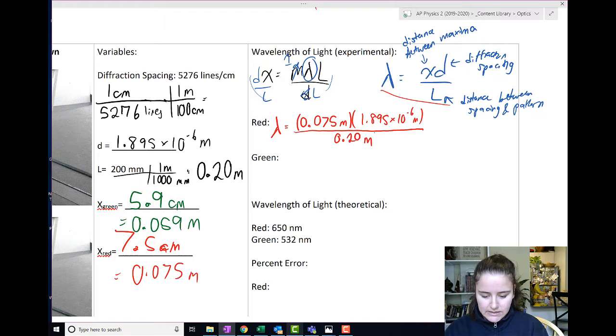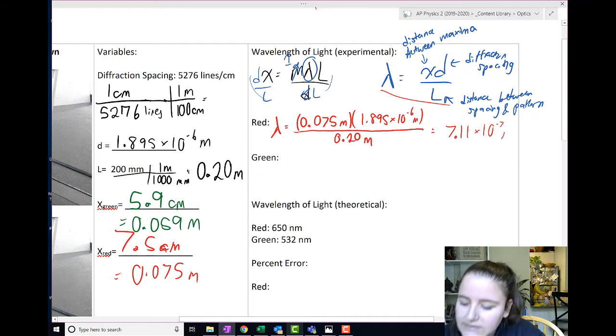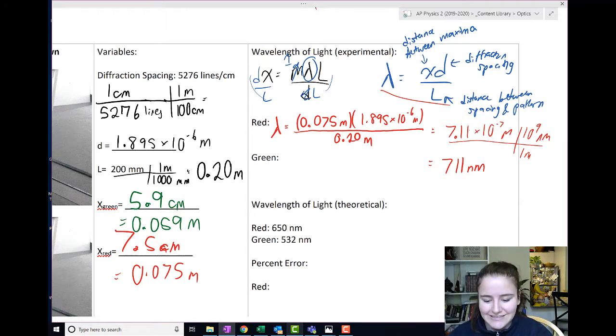Times 10 to the negative 6 divided by 0.2, and I got 7.11 times 10 to the negative 7 meters. Often when we're talking about the wavelengths of light, we'll report that in nanometers, so I'm going to go ahead and convert that. We know that 1 meter is 10 to the 9th nanometers. So this ends up being 711 nanometers. That is for our red light.